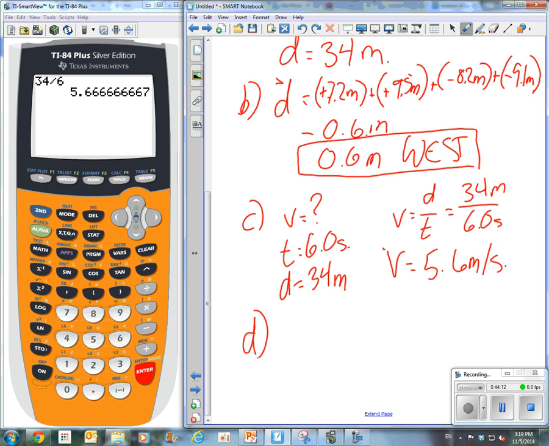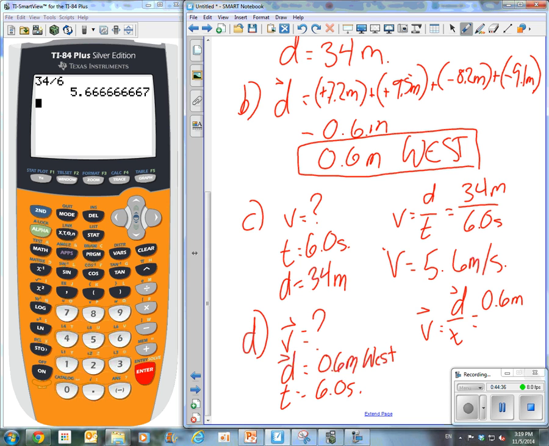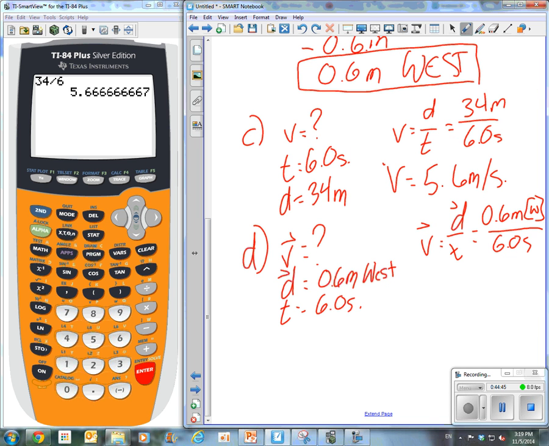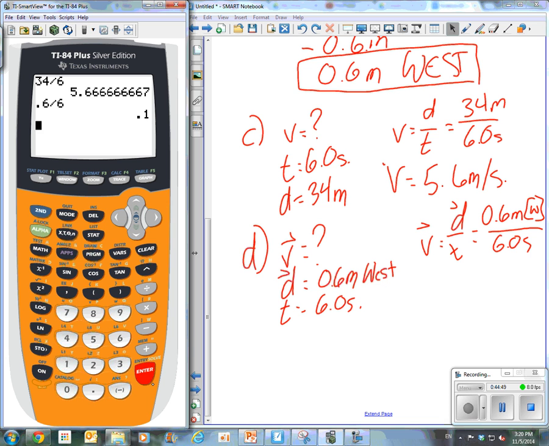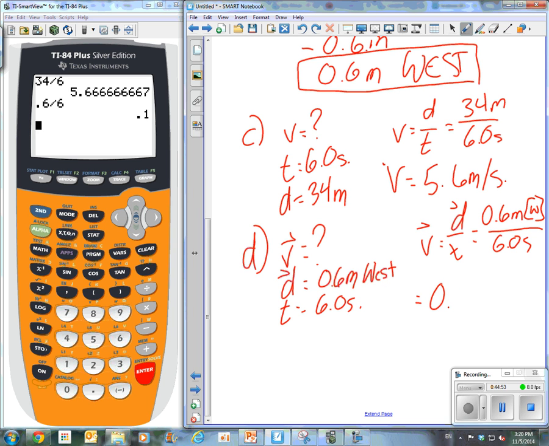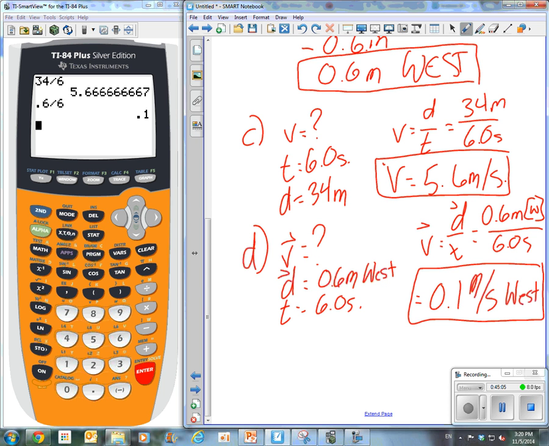Now D is asking me for the velocity, so now I care about direction. So I'm going to be using displacement of 0.6 meters west and a time still of 6.0 seconds. Velocity is equal to displacement over time, sorry. So 0.6 meters west, all divided by 6.0 seconds, and I get 0.1 meters per second west. All right, so a lot going on there, but once we know the difference between speed and velocity and distance and displacement, it's quite easy.